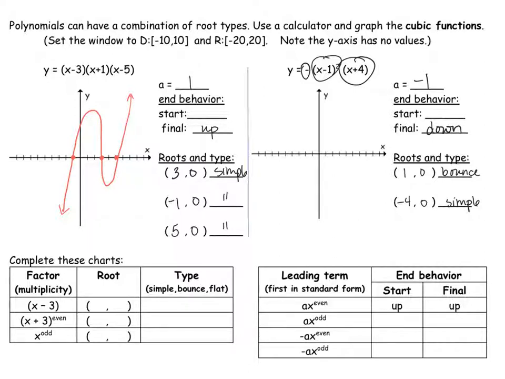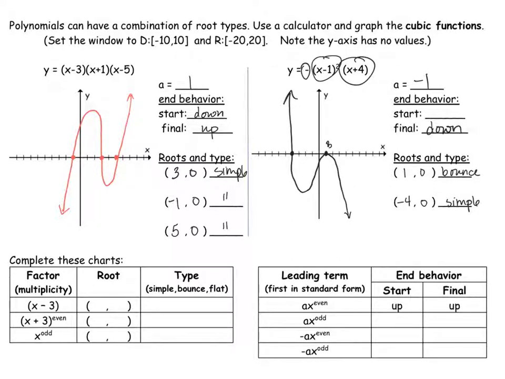So let's go ahead and put in those roots. This is 1, 0. I'm going to put a b by it to remind me to bounce it. And -4 is just going to be simple. I also know this end behavior is going to be down, so I'm going to start low, a bounce here, so turn it around, and I'm going to have to turn it around to come back up through there. I did forget to mention over here, my start was down, pointing down.